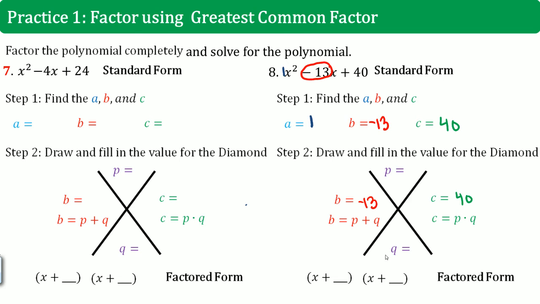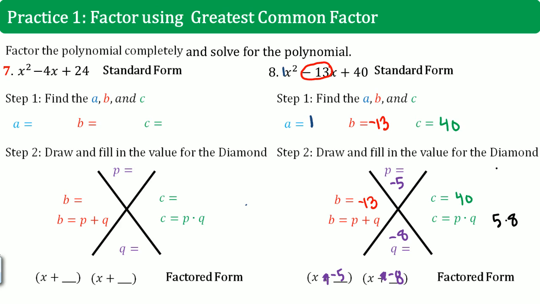After we did it, I think we got negative 5 here and negative 8 here. So we got (X minus 5)(X minus 8). And remember, our choices on our list were 1 times 40, 2 times 20, 4 times 10, 5 times 8. We went through all of them, and we saw that 5 times 8 was the only one that worked.